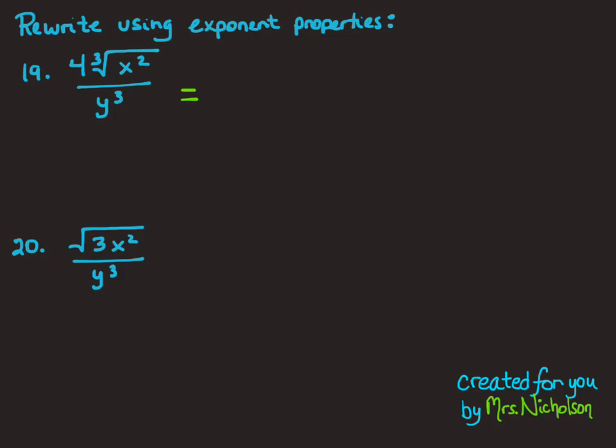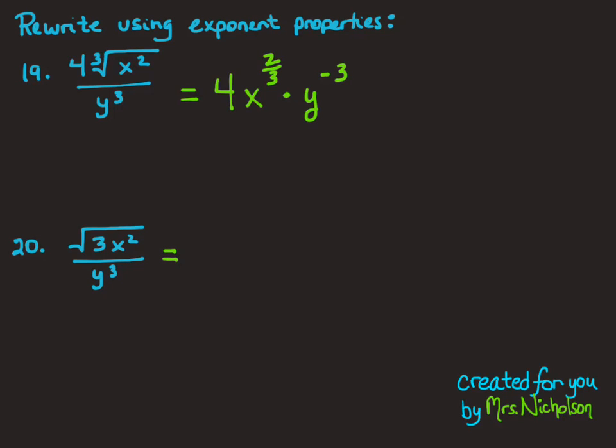So in this first one, I've got a cube root here. And remember, whenever we have a root, we can rewrite that as a fraction exponent. And so instead of cube root of x squared, we're going to have x to the 2/3 power. Cube root becomes a 1/3. Now the y cubed is in the denominator, and so I can rewrite that as y to the -3. And that would be my final answer.